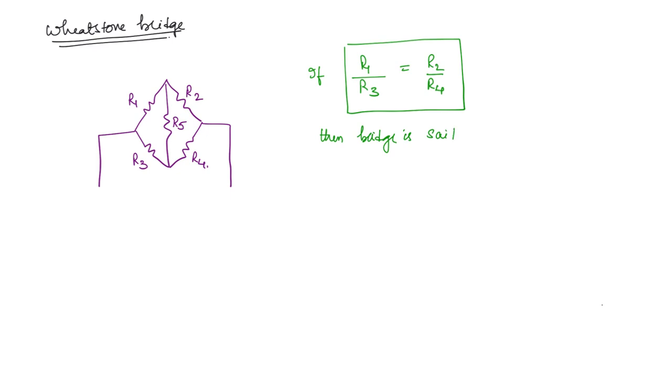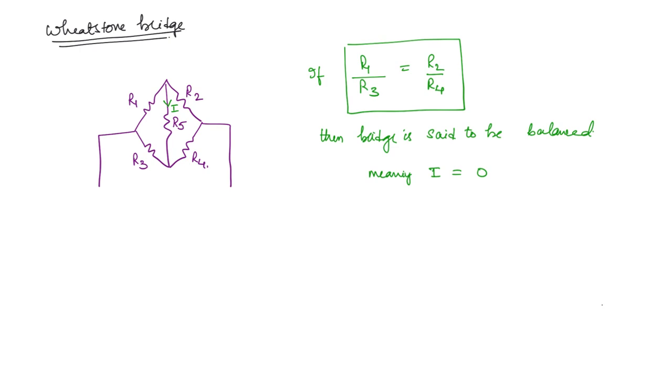So what is meant by balanced? This means that the current through the resistor R5 will be 0, meaning I is equal to 0. Now sometimes what happens is the Wheatstone bridge will be present, but it will be looking like something else.